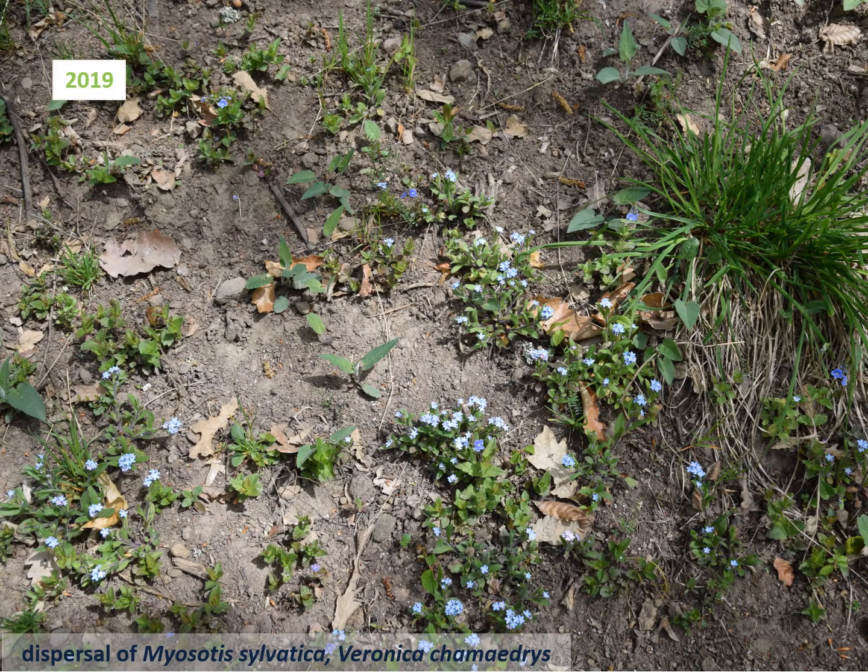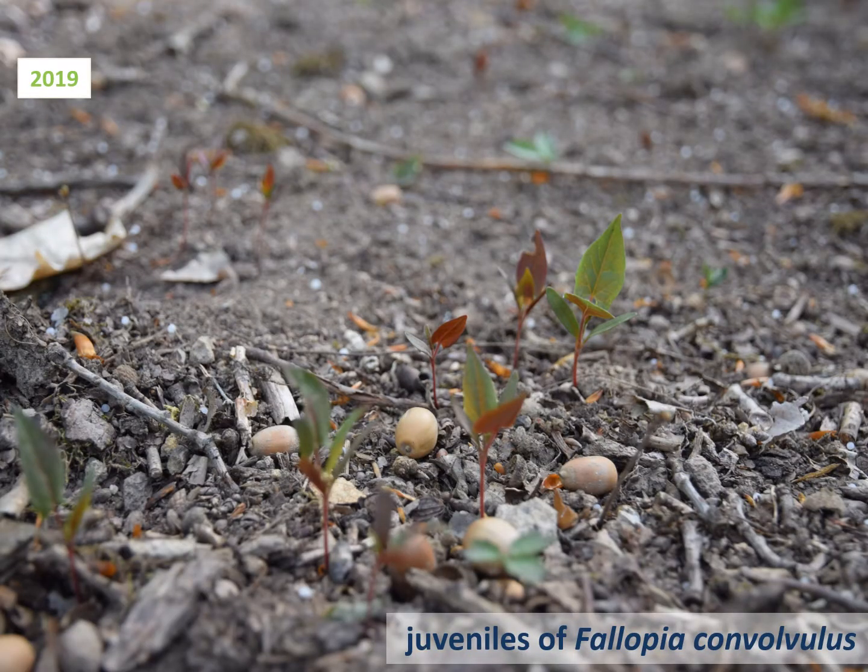Among species positively responding to raking were also some perennials of original oak forests, such as Myosotis sylvatica, Veronica chamaedrys, and Campanula rapunculoides. Fallopia convolvulus established in masses in 2019 in raked plots. It belongs to species with a ruderal strategy, with increasing frequency in resurveyed plots in Slovak oak forests.